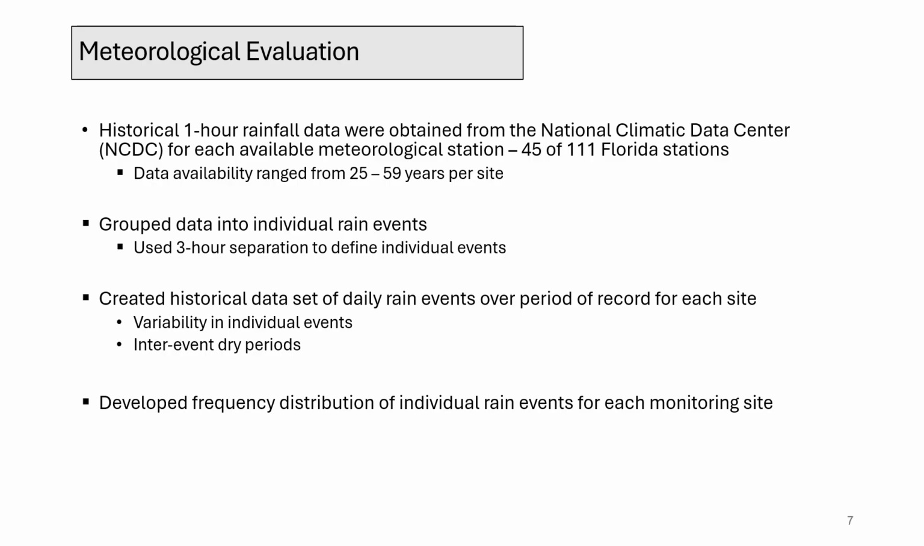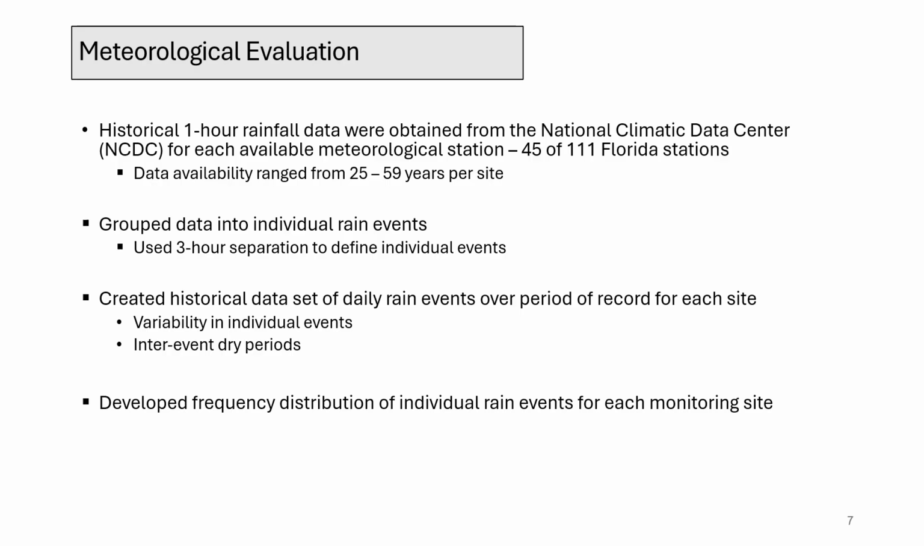This process allowed us to create a comprehensive historical data set of daily rain events for each monitoring site, spanning its entire period of record. By doing so, we could analyze the variability within individual events and, importantly, characterize the inter-event dry periods. Ultimately, this enabled us to develop a frequency distribution of individual rain events for each monitoring site, providing valuable insights into local rainfall patterns.